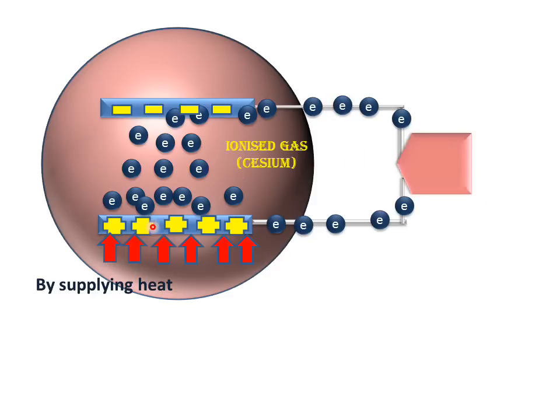When we supply heat, electrons will be liberated and will transfer through this wire, and the electric bulb starts to glow. So by a thermionic converter we can directly produce electric energy by using electrodes and heat.